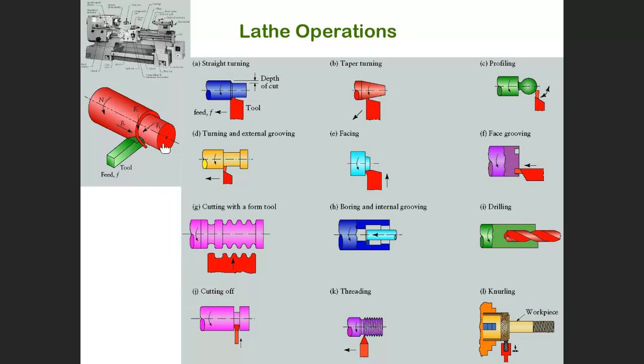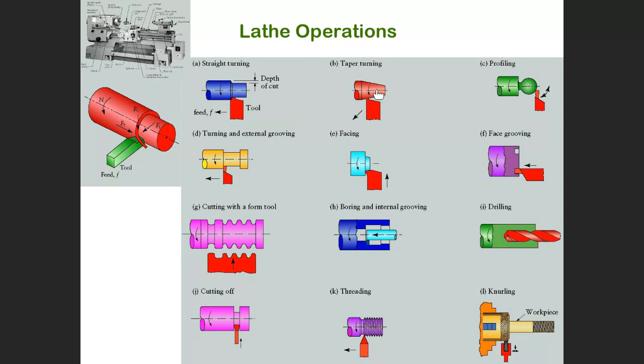There are several types of the lathe operation. This one we call straight turning. Lathe or turning, same meaning. This is straight turning, as you can see here. The tool will travel in a straight direction. Initially, the tool penetrates to get the depth of cut, and then moves in a linear direction. So we call it straight cutting like this.